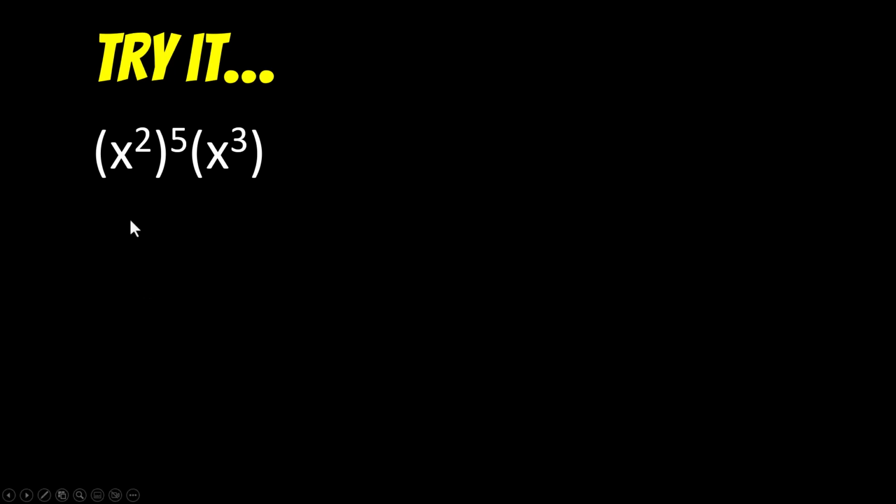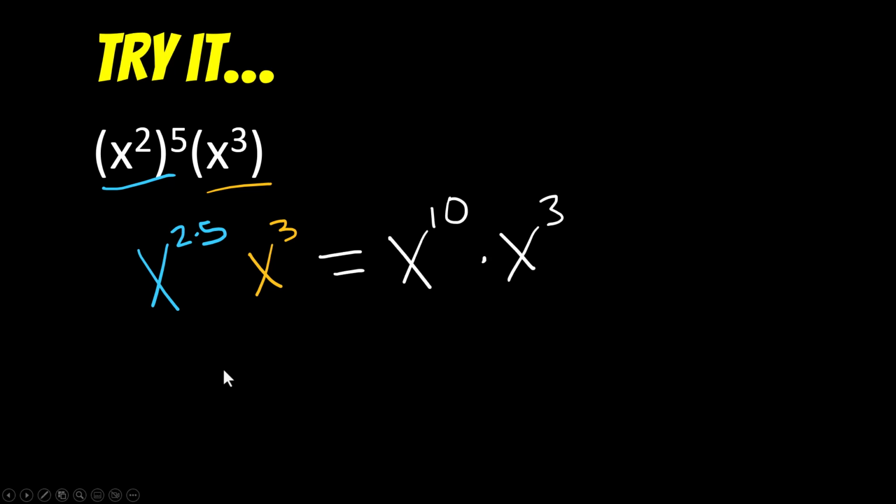It's getting a little more complicated now. Here we have x squared raised to the 5th power, which would be x to the 2 times 5, and x cubed is just sitting here by itself. Now we finish this using that product property. We get x to the 10th times x cubed. Now we're going to add those together, and this is x to the 13th.